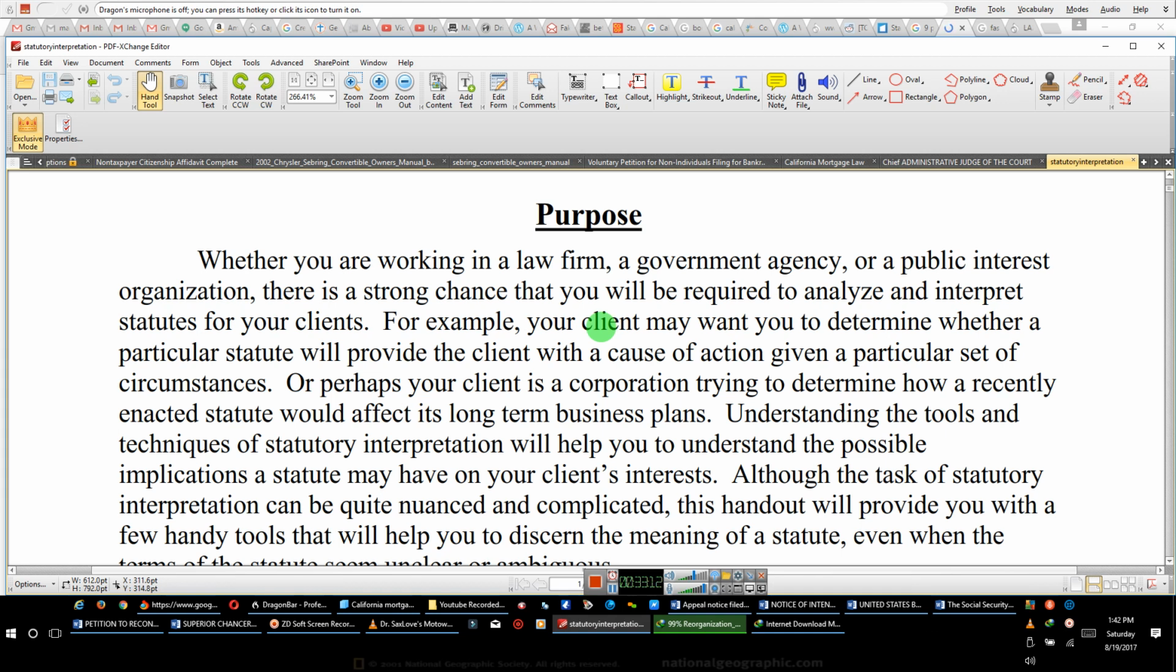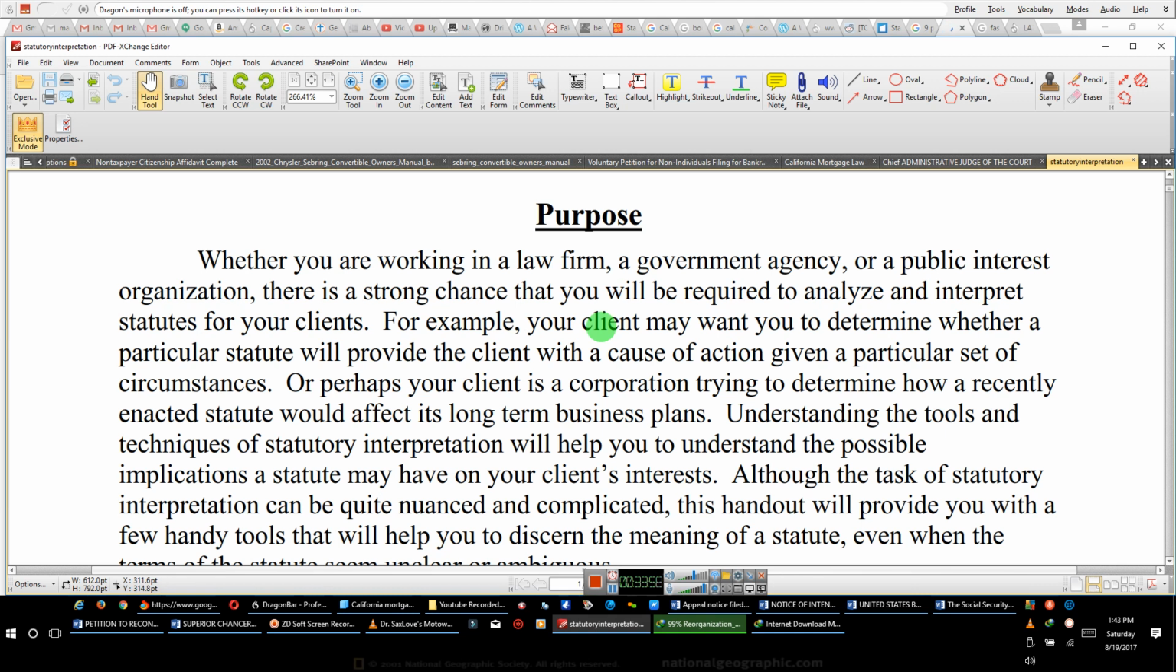There's always going to be a purpose section, especially when you're dealing with a lawyer. Whether you're working in a law firm, a government agency, or a public interest organization, I was in a government agency, there is a strong chance you will be required to analyze and interpret statutes for your clients. For example, your client may want you to determine whether a particular statute will provide the client with a cause of action given a particular set of circumstances. Or perhaps your client is a corporation trying to determine how a recent enactment of a statute would affect its long-term business plan. Understanding the tools and techniques of statutory interpretation will help you to understand the possible implications a statute may have on your client's interests.